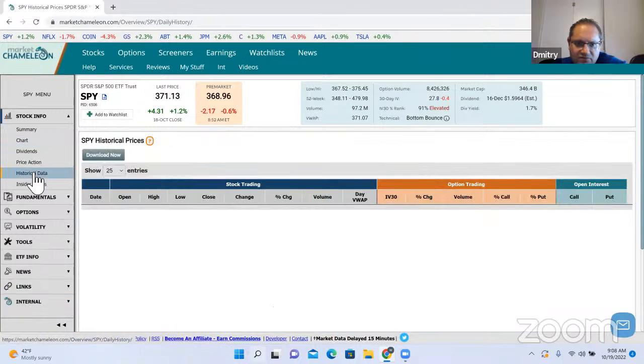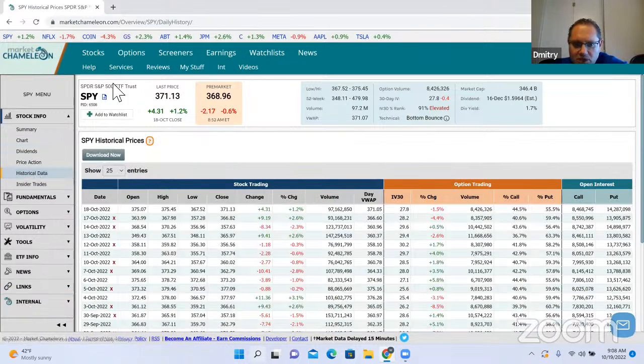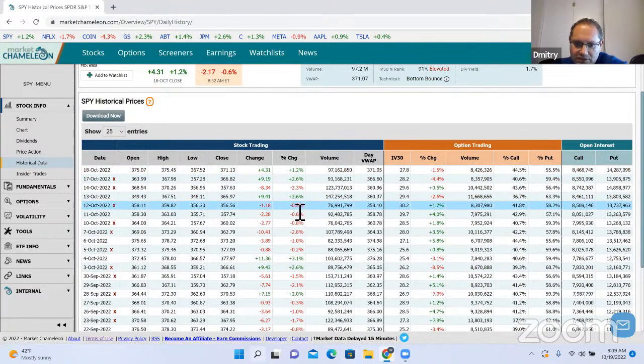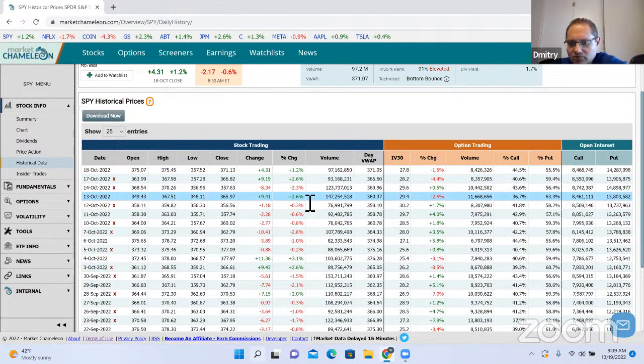So maybe if we look at it visually, here's SPY, and here's SPY daily changes. Yesterday it was up 1.2%. Day before it was up 2.6. Day before that it was down 2.3. So these are daily moves, and these are simple returns, daily simple returns. And you can see that from day to day, they're not the same.